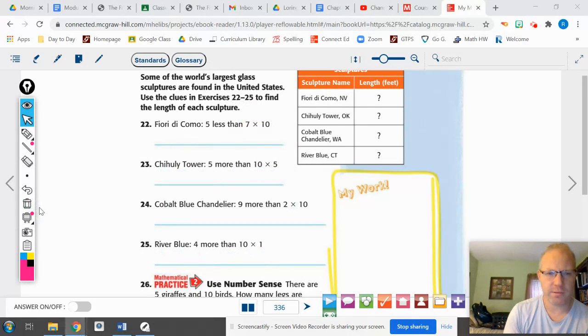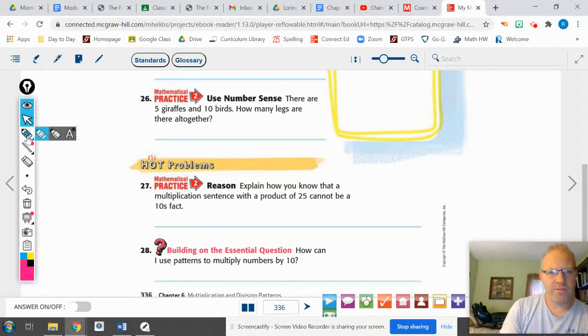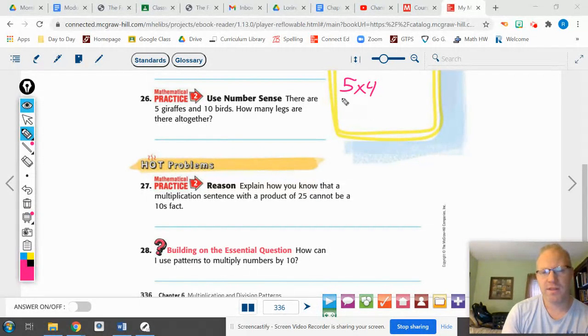Check your work. There are 5 giraffes and 10 birds. How many legs are there altogether? So the first thing we need to do is think: a giraffe has 4 legs, so 5 times 4. Then there's 10 birds. Birds have 2 legs, so it's 10 times 2. So you have 5 times 4 is 20. 10 times 2 is 20. How many legs are there altogether? That means we're adding. 20 plus 20 equals 40. And don't forget, there's 40 legs.